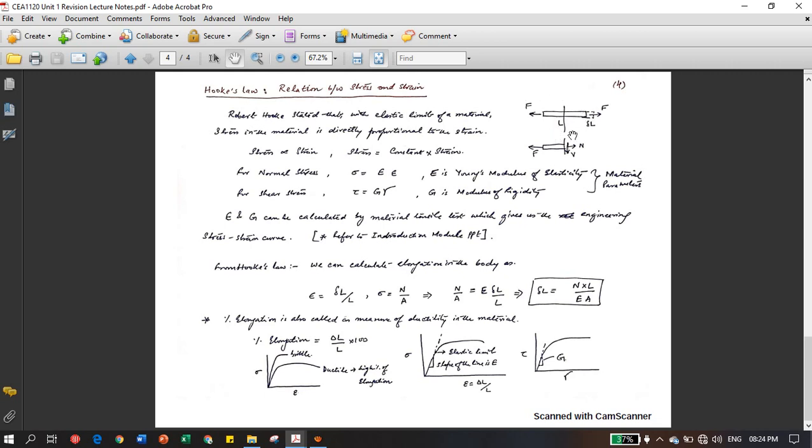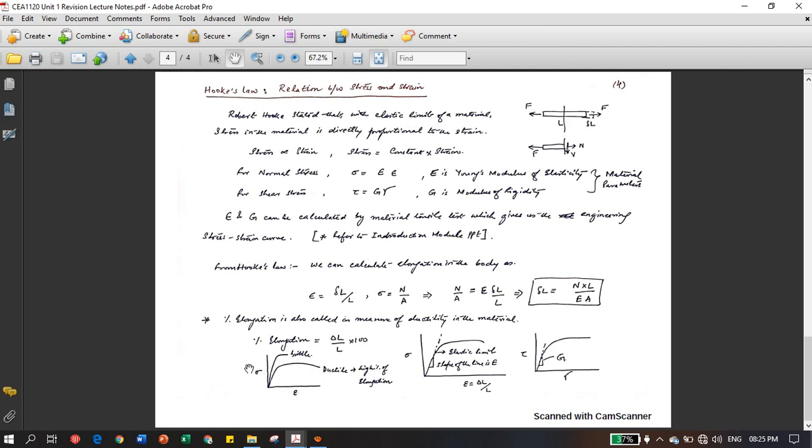In a universal tensile testing machine, we procure the material and lathe it out in the shape of the standard specimen. Then we apply tensile loading and calculate the strain and the load. Load upon area gives you the stress, and strain is the change in length upon the original length. Then you plot these values, stress versus strain.